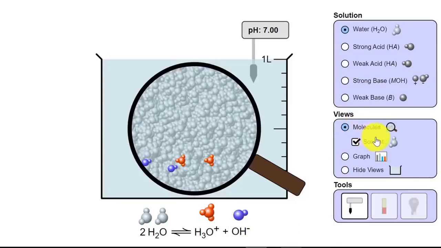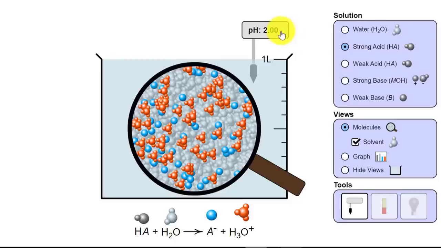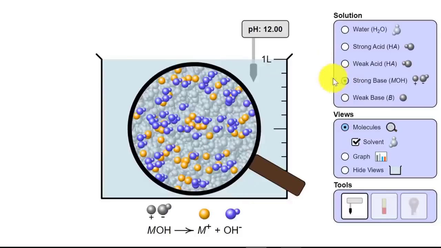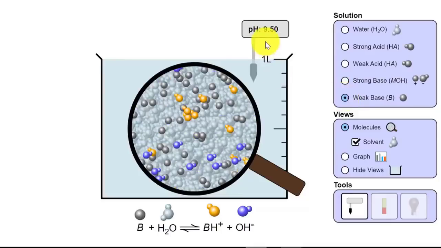Now let's look at an acidic solution. Are you ready? Let's look at a strong acid solution. Look what happened to the pH. It has a pH of 2. Now let's look at the weak acid solution. Of course, the pH is now higher. And let's look at the base before we move on. Look at a strong base. Look at that, pH is really, really high. But if we look at a weak base, now it's going down.